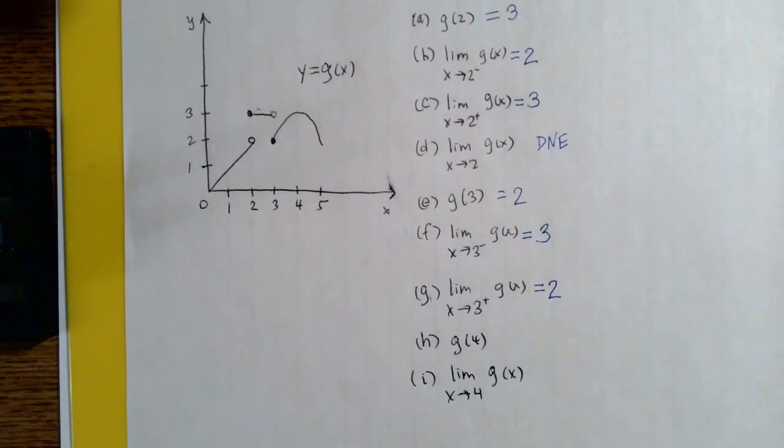Now they don't ask here for the two-sided limit, but if they had, we'd run into the same situation we did before. The one-sided limits are different, so there is no two-sided limit at 3.